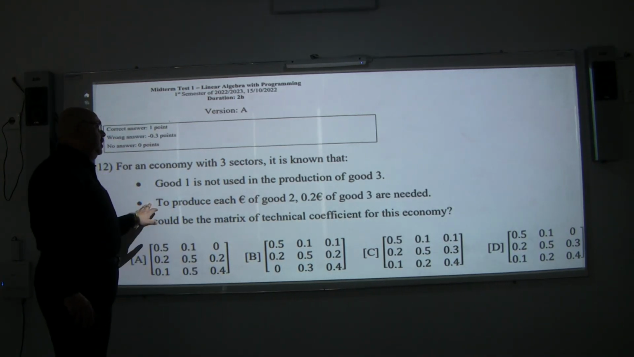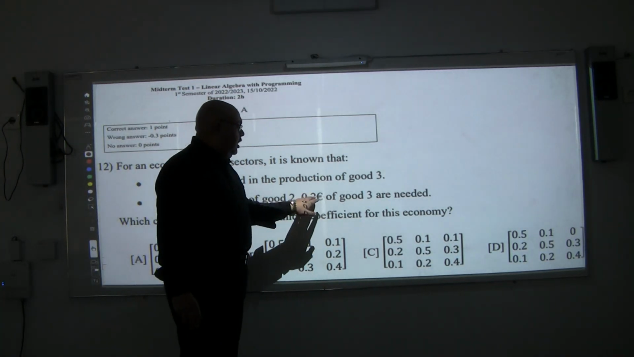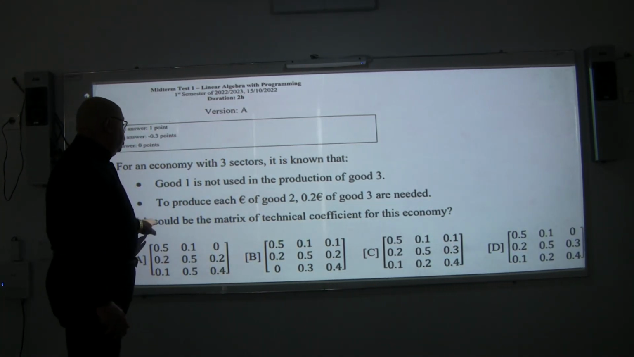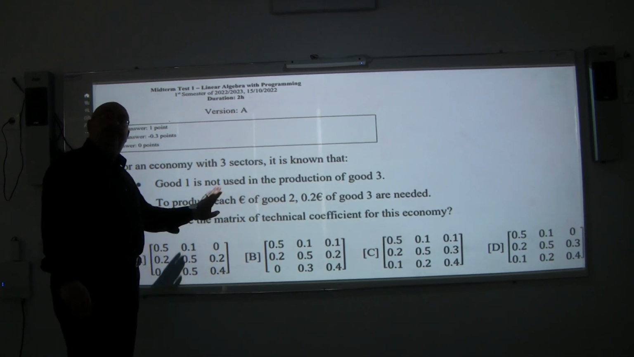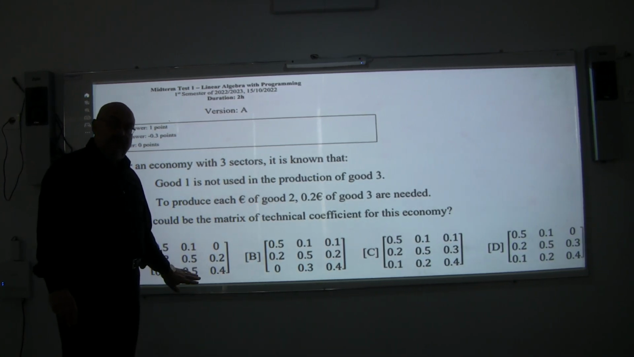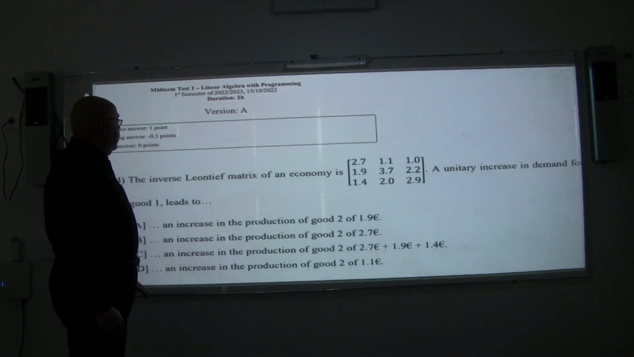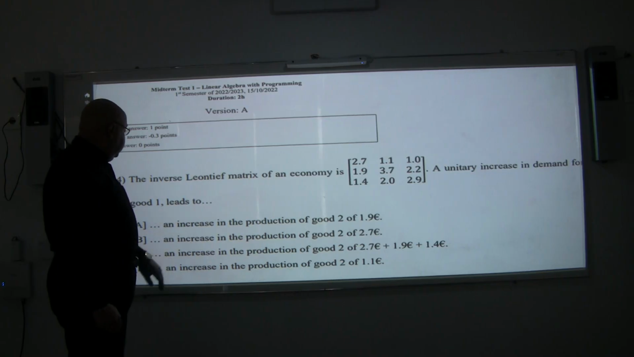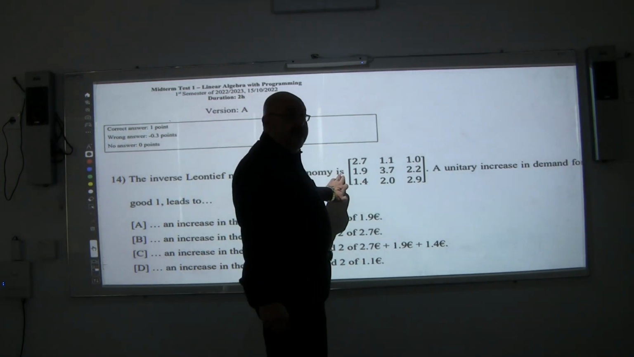It says that to produce each euro of good 2, 0.2 euro of good 3 are needed. Which could be the matrix of technical coefficients of this economy? I need you to think about this slide. I will keep it with you and I will send you the slides for this problem. This is one of the problems that already appeared in the previous exams. Here it is asking you about the inverse Leontief of an economy; it is giving you the inverse.